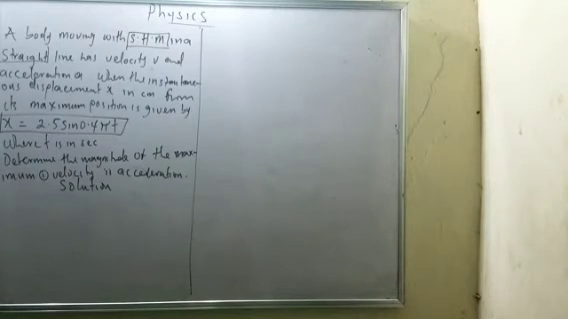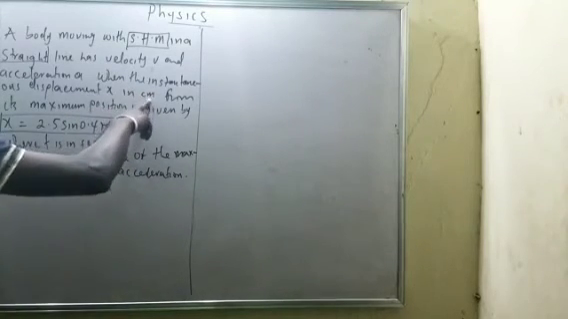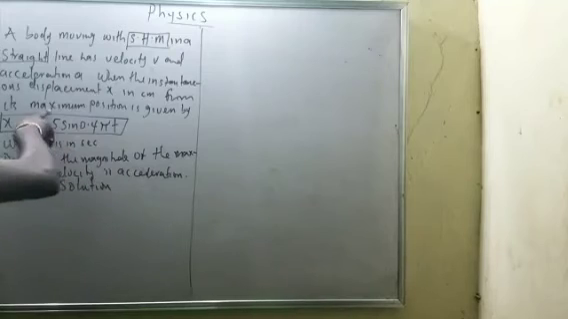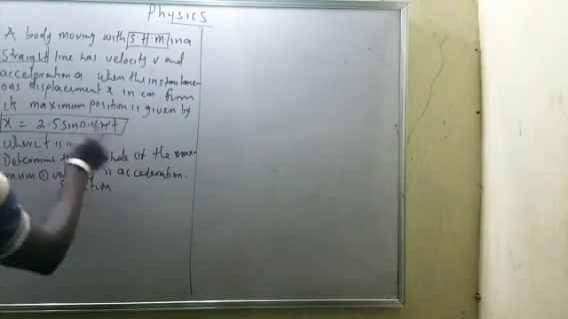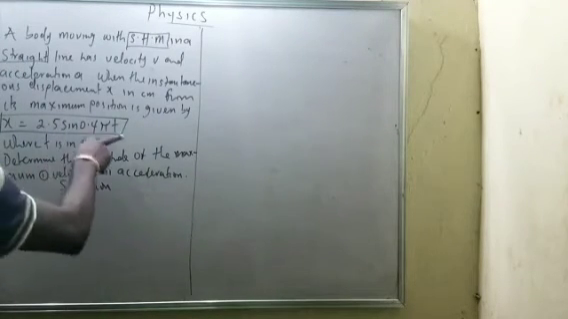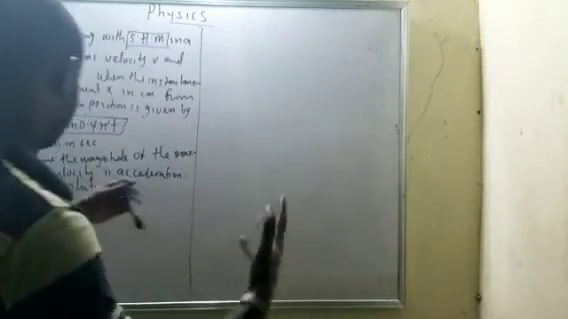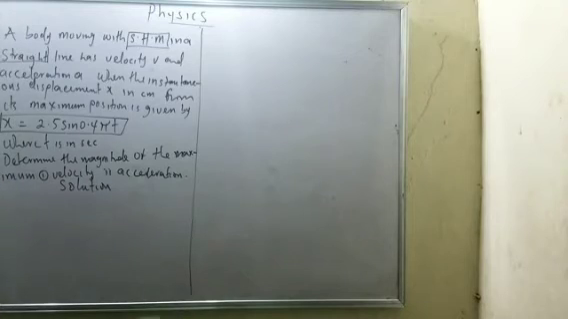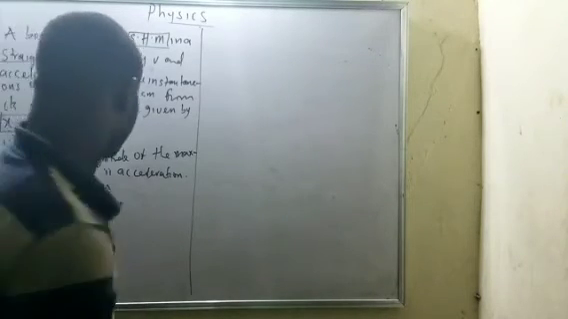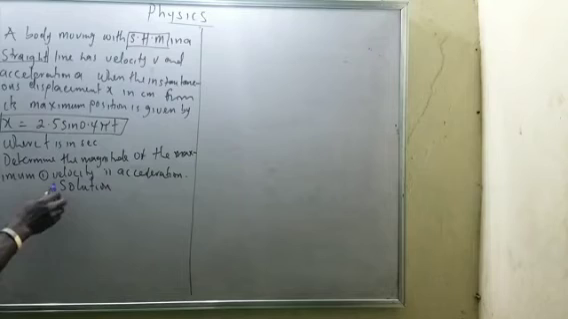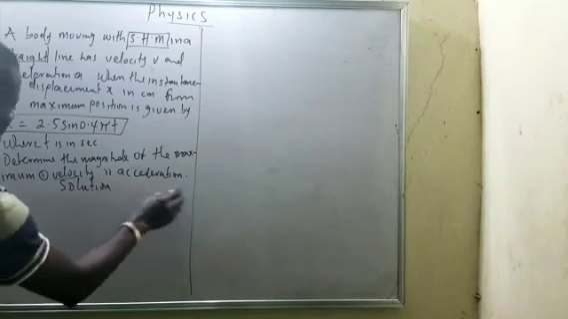Okay, in a straight line with velocity v and acceleration a, when it has instantaneous displacement x in centimeter from a maximum position, is given by the equation, where t is in seconds. Determine the magnitude. Magnitude means value, as we have done when talking about vector and scalar. Of the maximum: the first one velocity, the second one acceleration.